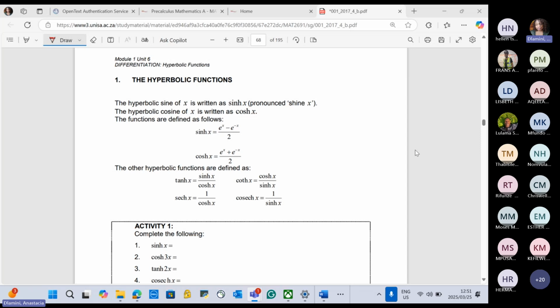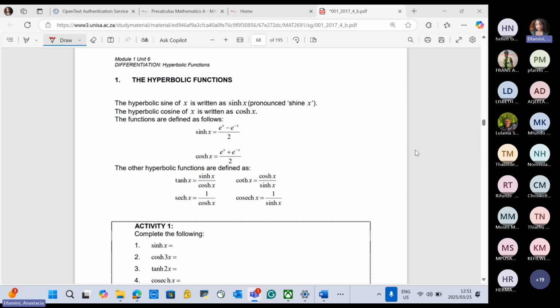So sinh of x is defined as e to the power of x minus e to the power of negative x, over 2. Don't forget this. This might be useful in the exam or in the assignment. Cosh of x is equal to e to the power of x plus e to the power of negative x, over 2.